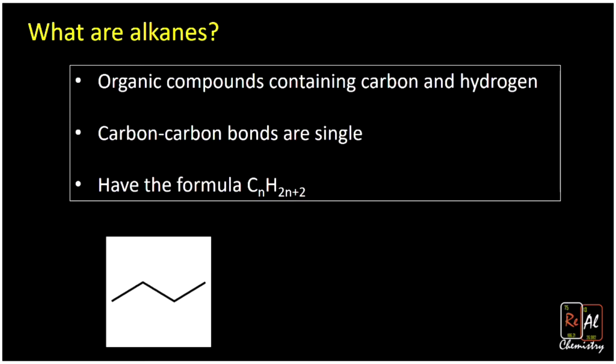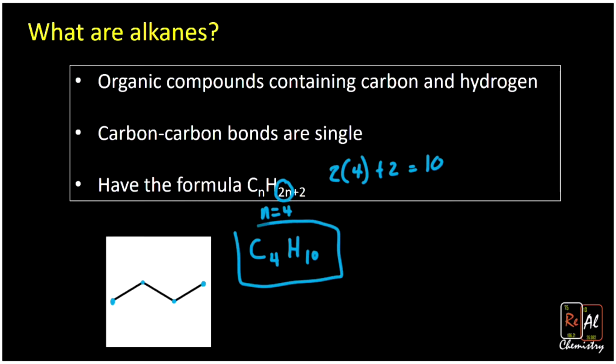For example, here we have 1, 2, 3, 4 carbons. So in this case, we'd write C4. That means our n is equal to 4. So if I want to know the hydrogens, all I've got to do is take n and multiply it by 2. So I'm going to do 2 times 4 plus 2, which would give me 10. So C4H10 is going to be the correct formula there for butane.